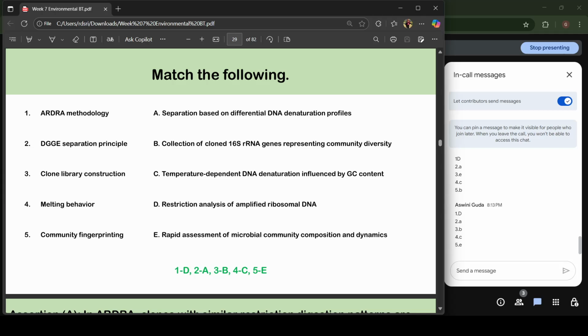And clone library construction: collection of 16S rRNA genes that are PCR amplified and cloned into plasmid vectors. And melting behavior: temperature dependent DNA denaturation influenced by the GC content. And community fingerprinting means rapid assessment of microbial community composition and dynamics. True. All are correct.